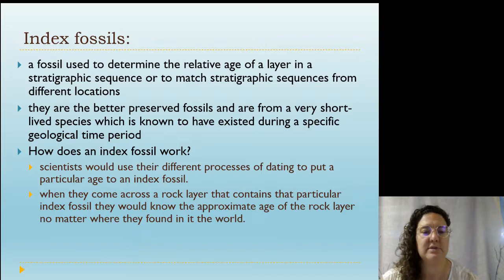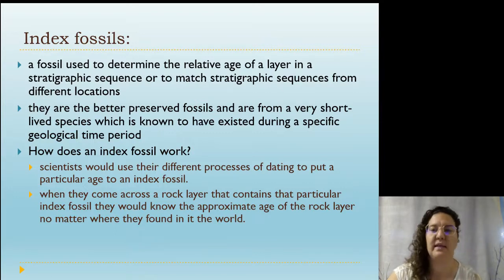So scientists are going to use different processes of dating to put a particular age to a fossil, and then when they come across that index fossil, no matter where in the world, we know the approximate relative age of that layer.